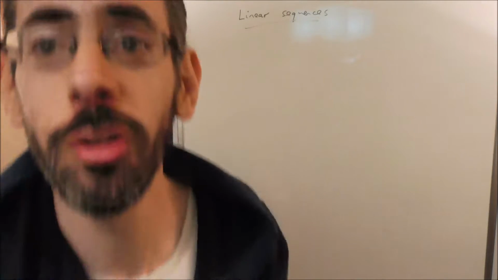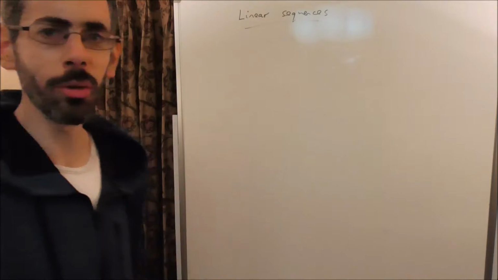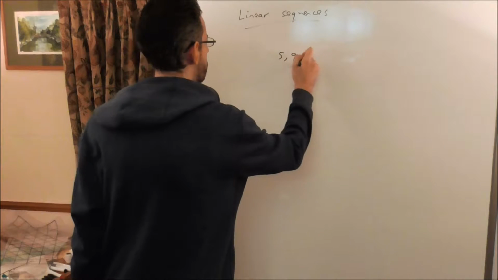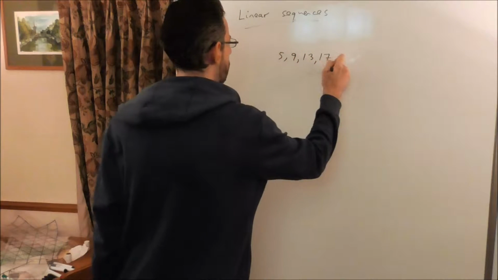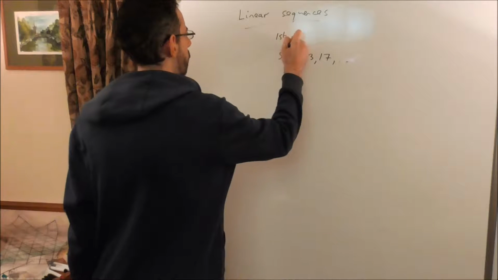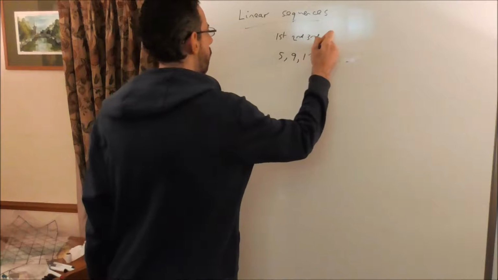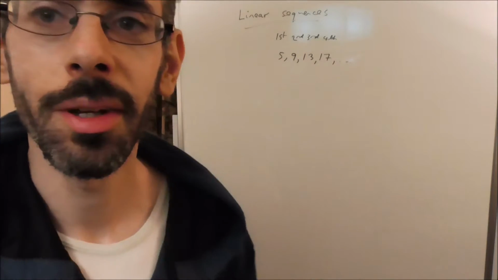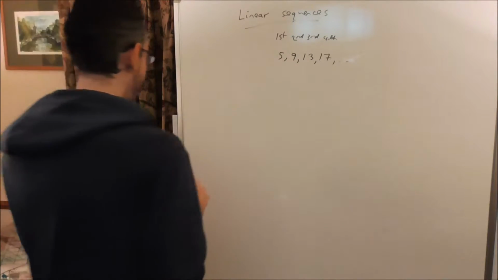Right, what about when the sequence isn't a times table? So we're still going to be doing linear sequences, but this sequence is not a times table. 5, 9, 13, 17. So I've given you the first term, the second term, the third term, the fourth term. What's the next term of this sequence? Well, it goes up in 4s each time.